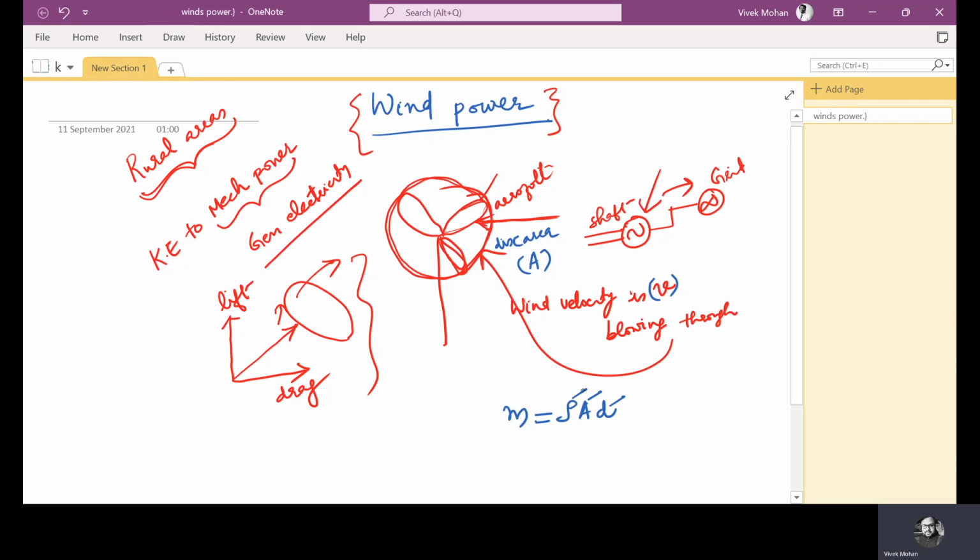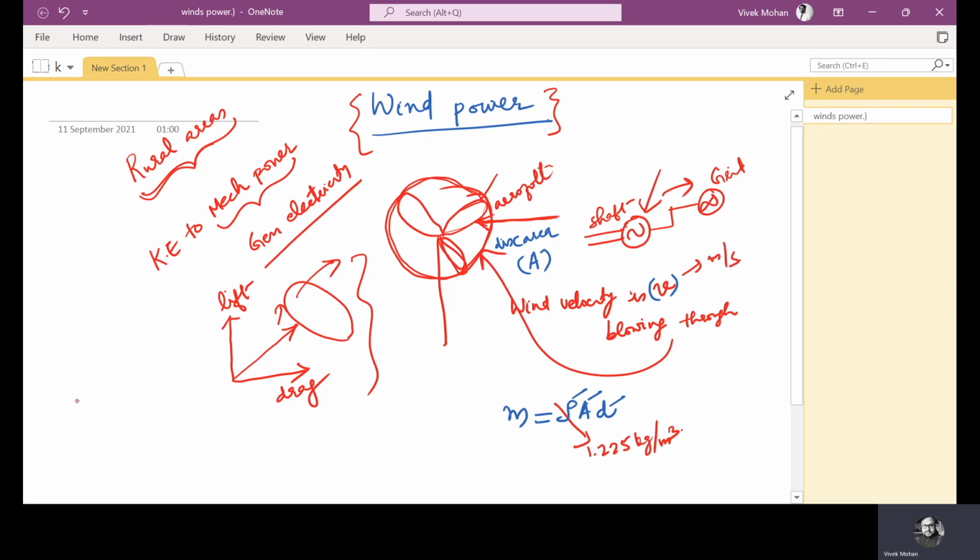So here it's density of air, which is normally 1.225 kilogram per meter cube. Let me write it here, 1.225 kilogram per meter cube. Now V is the wind speed, V is the wind speed in meter per second.